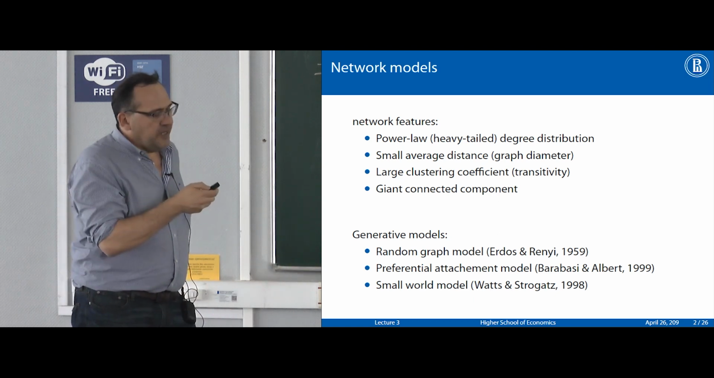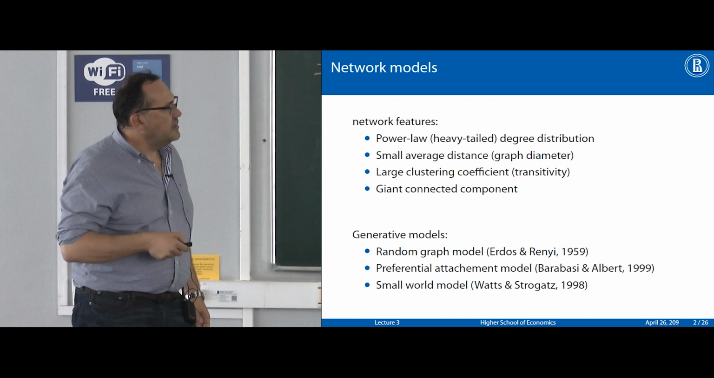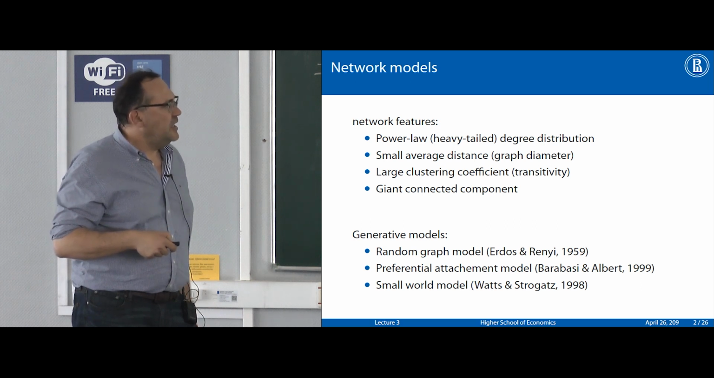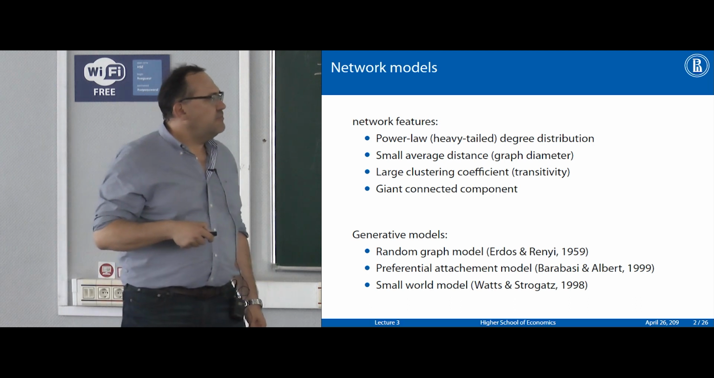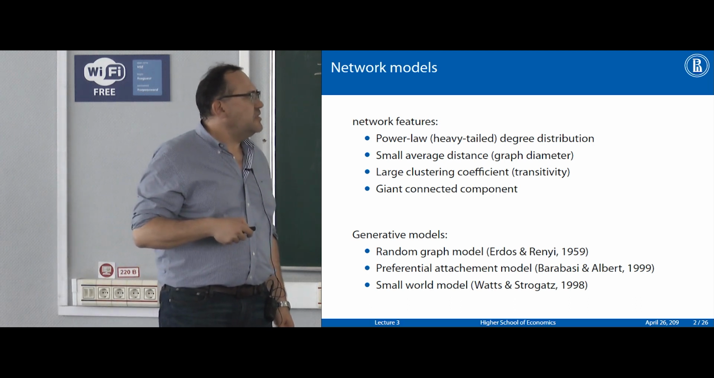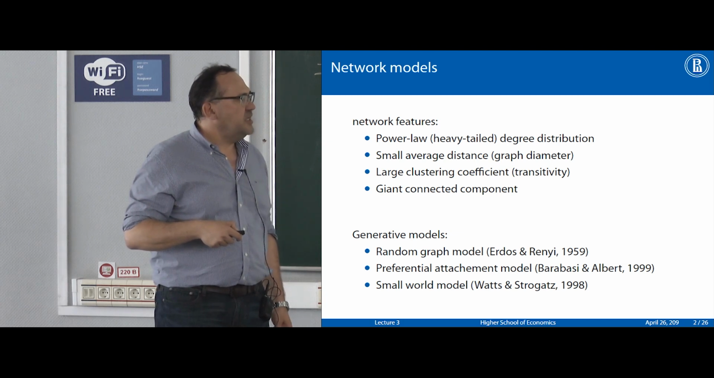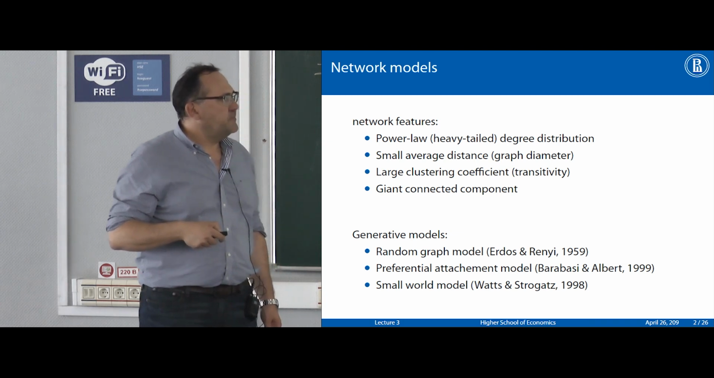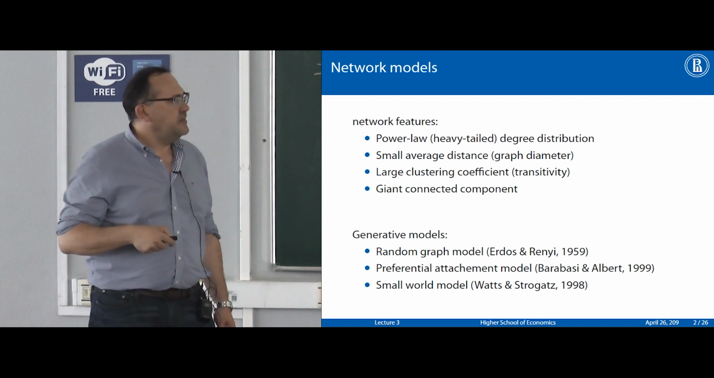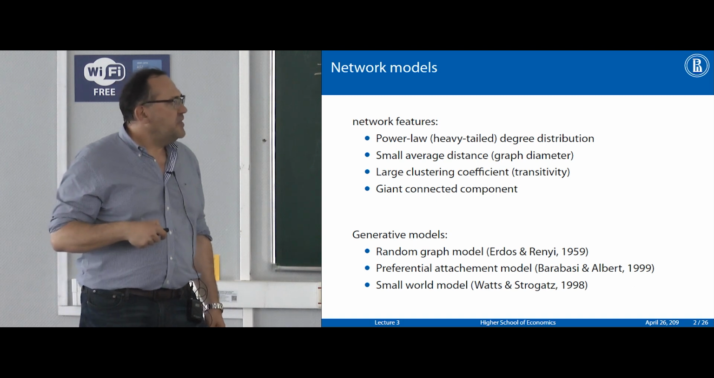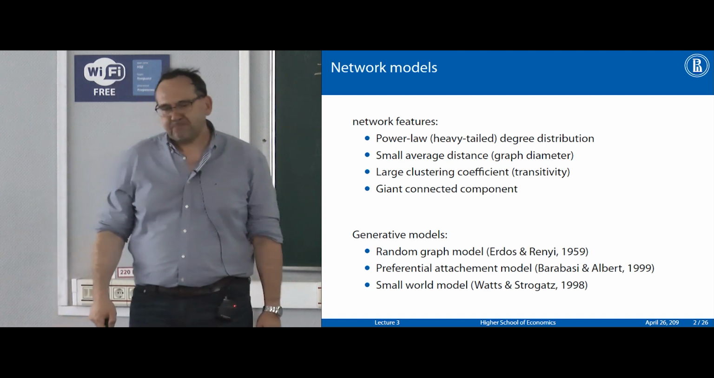We're then going to talk about two more models. The small world model, created by Duncan Watts and Strogatz, two American scientists, in 1998. And then we're going to talk about the preferential attachment model by Laszlo Barabási and Réka Albert. He's actually also Hungarian, but they're right now in the US, 1999. So they're all very simple models.